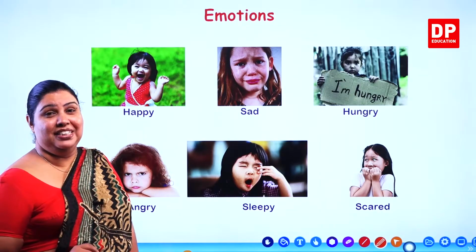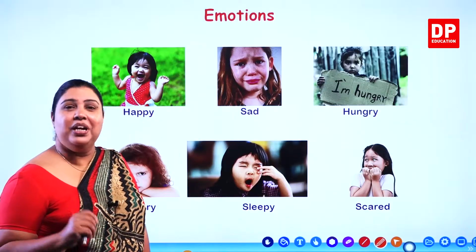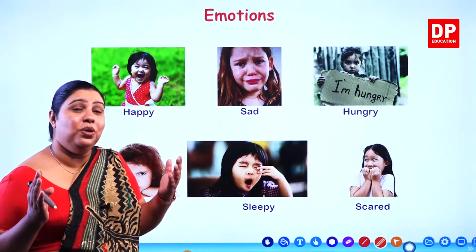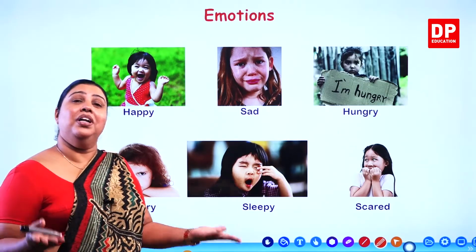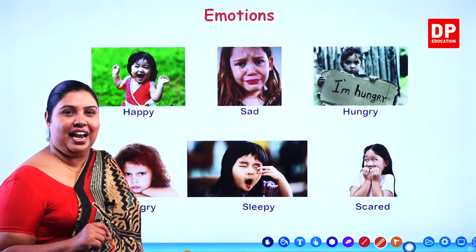Look at the face. Right? So being angry, getting angry is also another feeling, another emotion that we all have. Even though we don't like to get angry, we all get angry, right? We'll see at what times we are going to get angry.